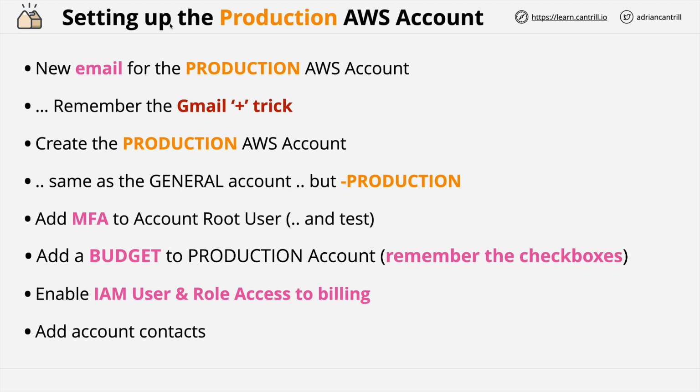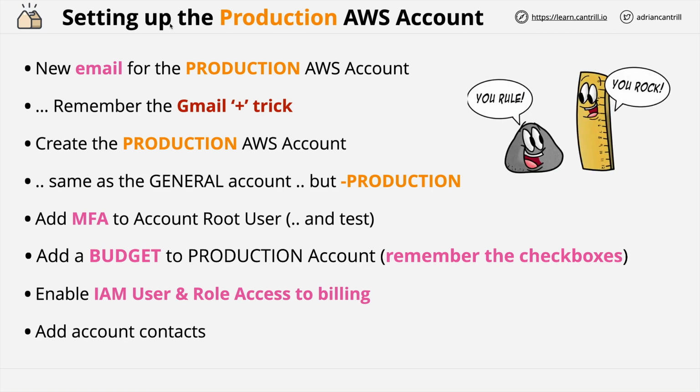Now, I want you to follow all this process yourself without any guidance from me, because I want you to be comfortable setting up a brand new AWS account. I'm super confident that you can do this. You rock. You followed every step of the process from beginning to end for the general account, so you can just do the same thing for the production account. So at this point, go ahead and complete this video and then create and configure the production account, and I look forward to seeing you when you've completed that in the next lesson of the course.